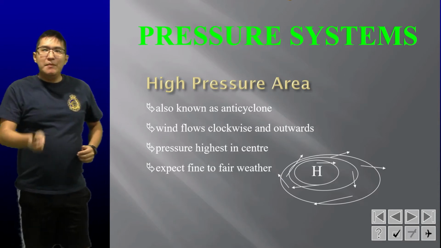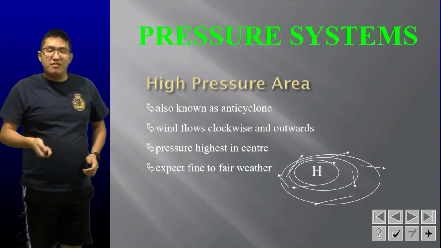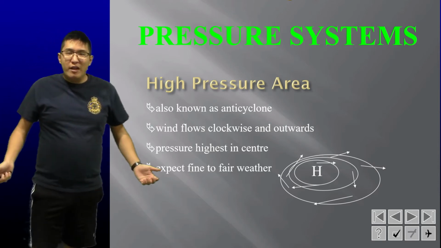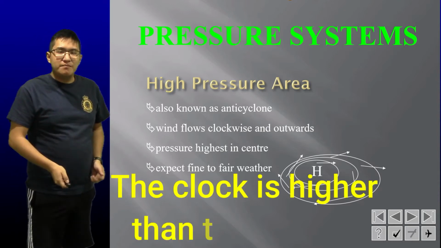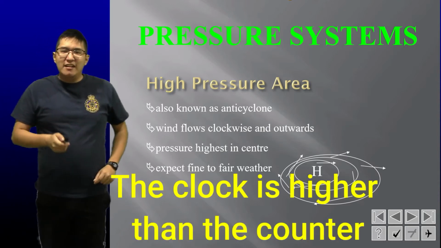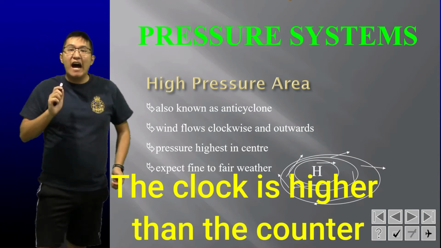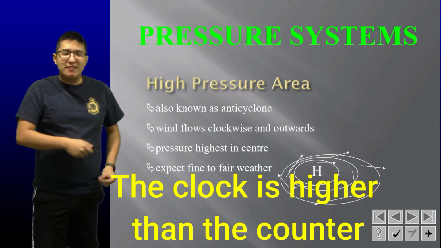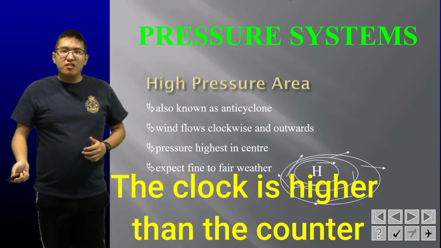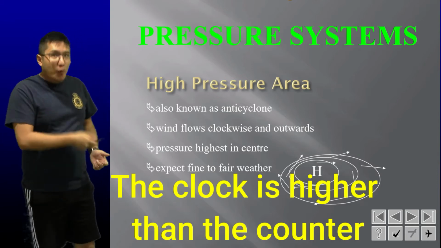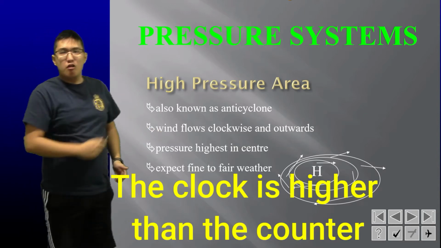Now, the thing about direction inside of the pressure areas is a common question, and you should remember that. The way to remember this is through the saying, the clock is higher than the counter. With that saying, since the clock is higher, that means the high pressure area has the winds in a clockwise direction. Whereas the counter is lower, so that means the low pressure area has winds flowing in a counterclockwise direction.